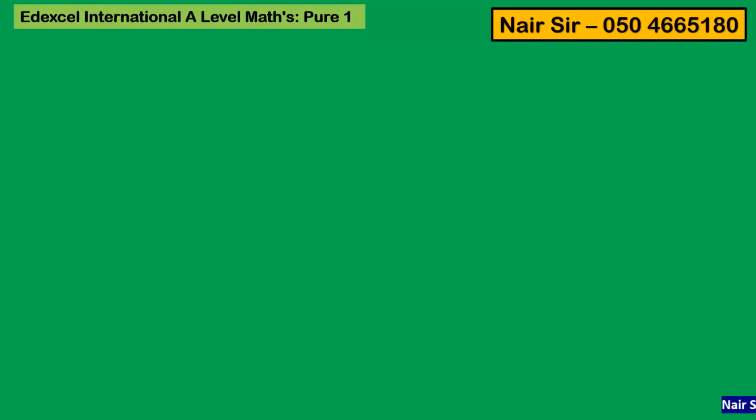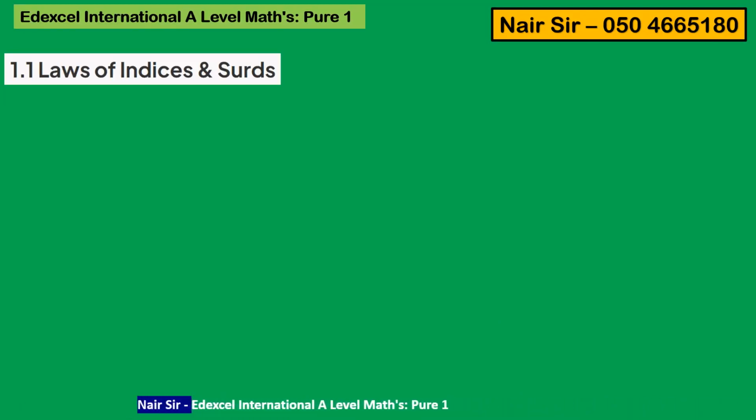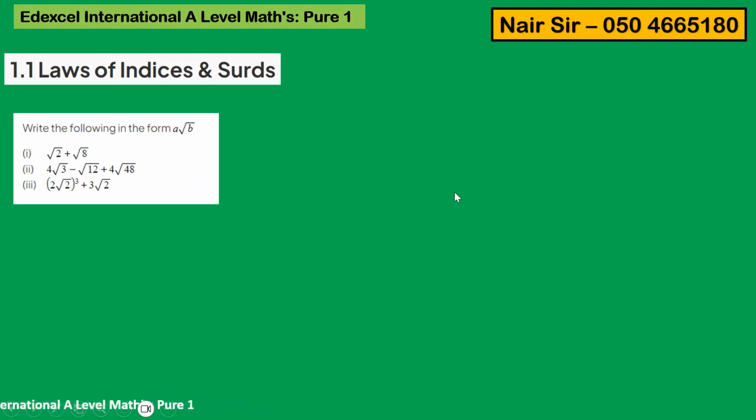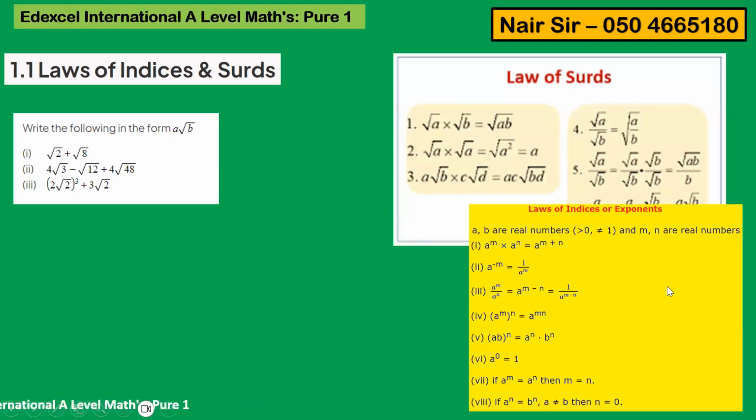This is your nurse. What we are doing is we are studying. This is the third video of the series, Law of Indices and Surds. The question that we have got is write the following in the form of A root B. Again, two images for you, law of surd and law of indices. Now, in this particular video, we are looking at law of surd, not of indices, or indices are also called exponents. It's one and the same thing.